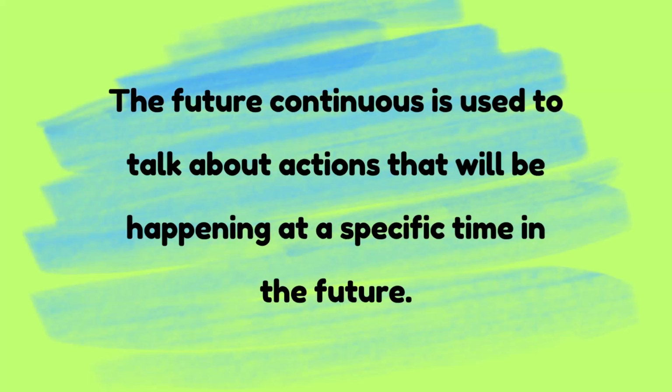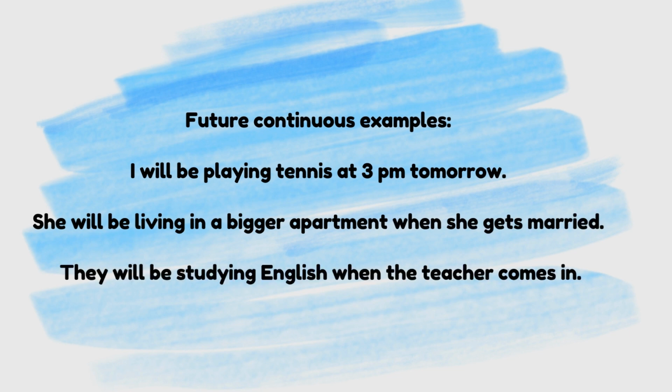The future continuous is used to talk about actions that will be happening at a specific time in the future. Future continuous examples: I will be playing tennis at 3 p.m. tomorrow. She will be living in a bigger apartment when she gets married. They will be studying English when the teacher comes in.